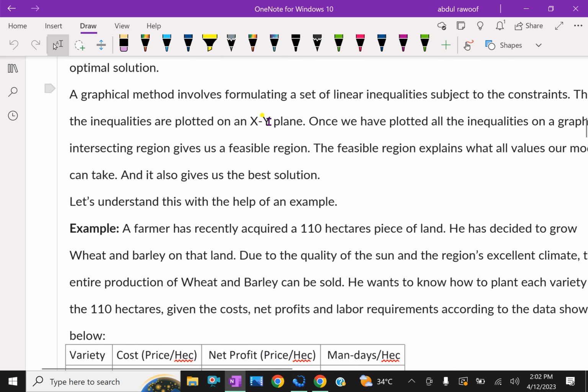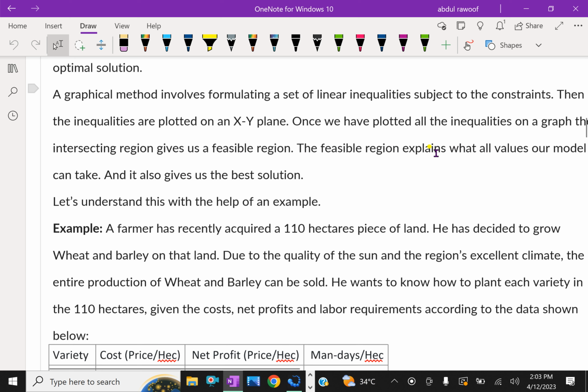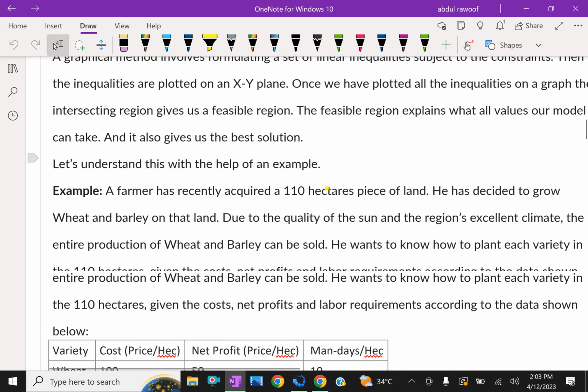Graphical method involves formulating a set of linear inequalities subject to the constraints. Then the inequalities are plotted on the XY plane. Once we have plotted all the inequalities on a graph, the intersecting region gives us the feasible region. The feasible region explains what values our model can take, and it also gives us the best solution. Let's understand this with the help of an example.